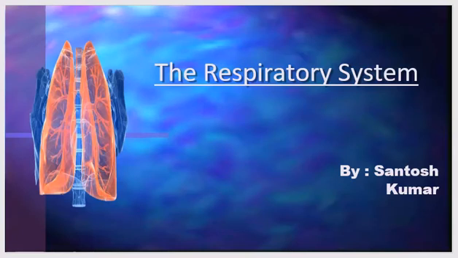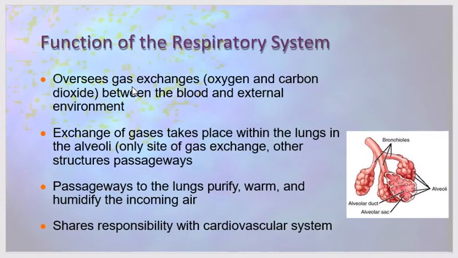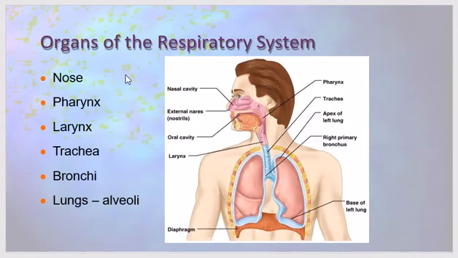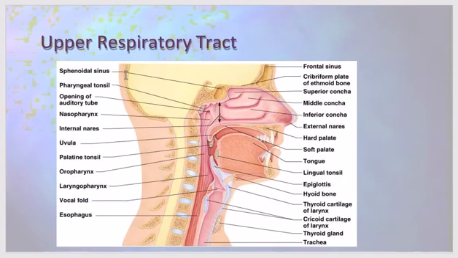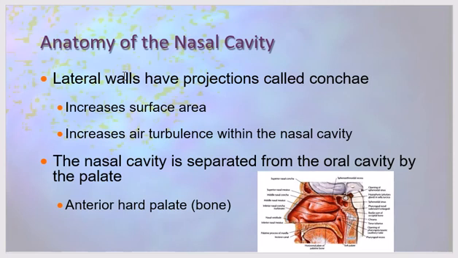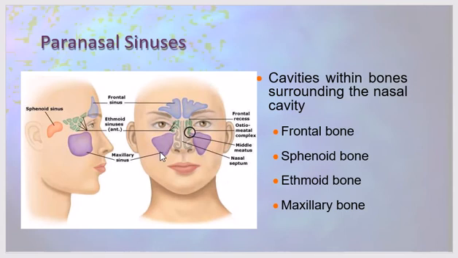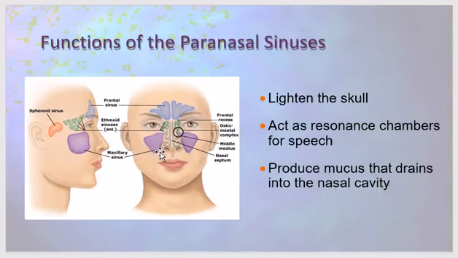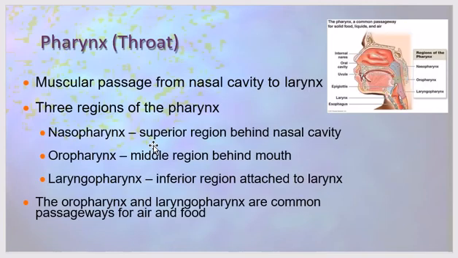We are studying the respiratory system, and we have completed some points like the function of the respiratory system, organs of the respiratory system, the upper respiratory tract, the nose, and anatomy of the nasal cavity, part 2. In that we understood the bone and palate part, then the paranasal sinuses, then the function of paranasal sinuses. Today we are going to study the pharynx, that means your throat.